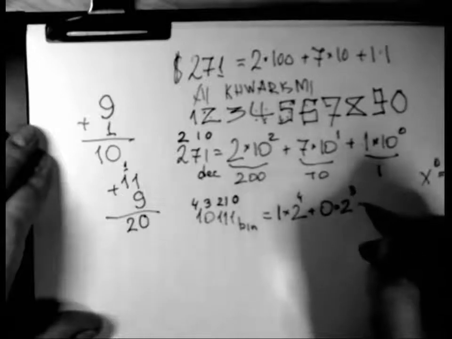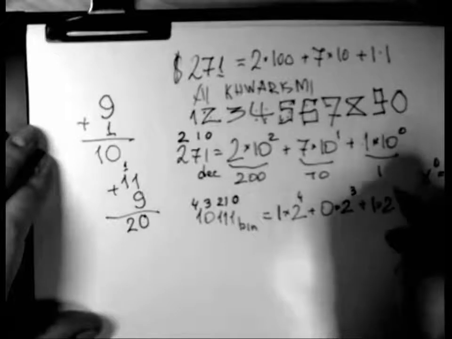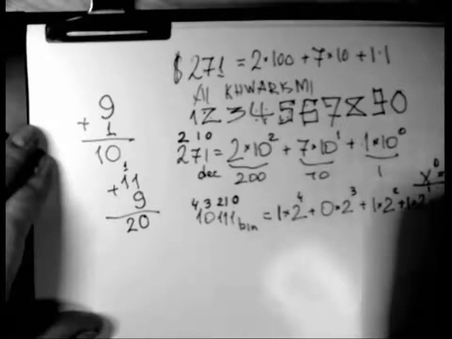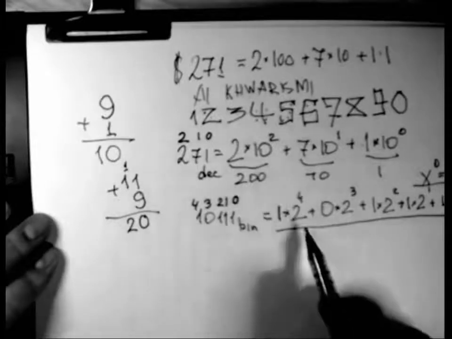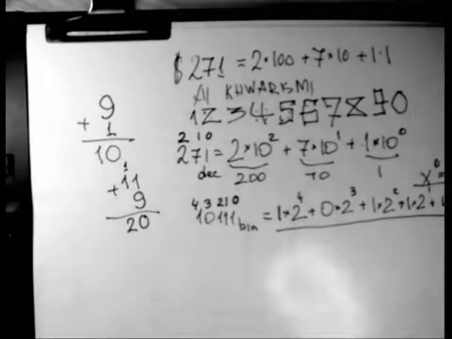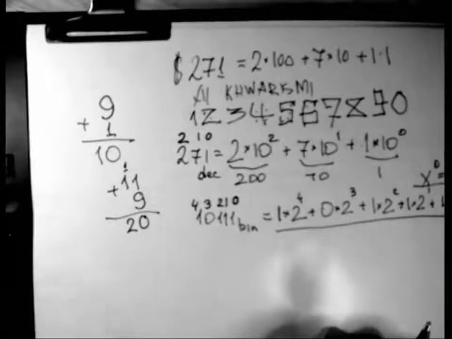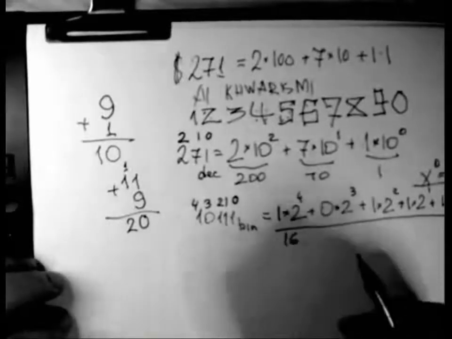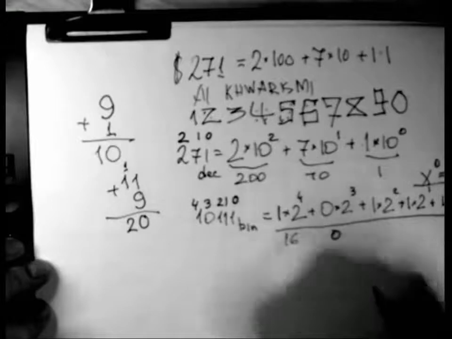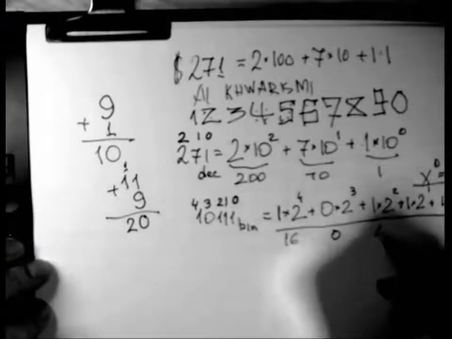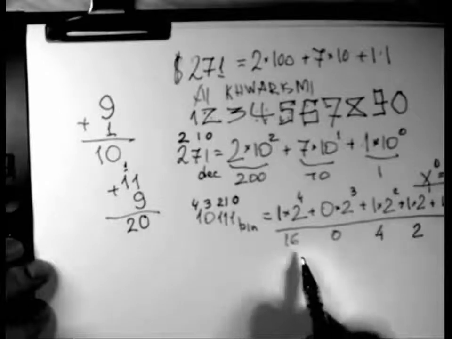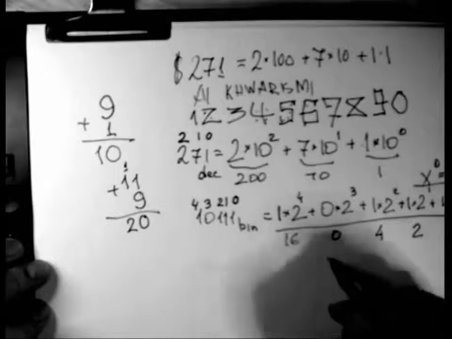Multiplied by 2 in the power of 3. Plus 1 multiplied by 2 in the power of 2. Plus 1 multiplied by 2 in the power of 1. Plus 1 multiplied by 2 in the power of 0. This is the same as decimal, but instead of 10 it is 2. Now let's calculate. 2 in the power of 4: 2 by 2 by 2 by 2, multiplied 4 times. 2 by 2 is 4, by 2 is 8, by 2 is 16. 0 multiplied will be 0. 1 by 2 squared is 4. 1 by 2 in the power of 1 is 2. And that is 1. 16, 20, 23. So that will be 23.